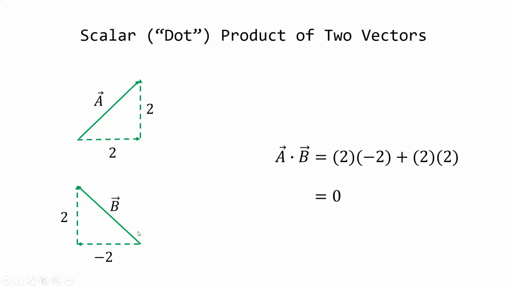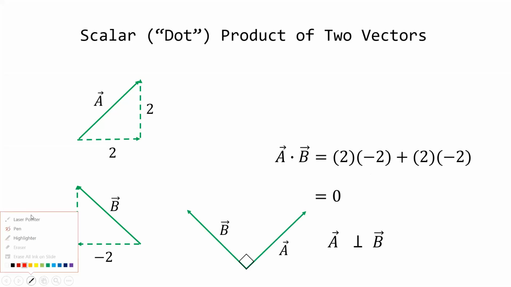Okay, let me try that again. Vector B is 2 to the left and 2 up, so the y component is still positive. And when we dot the two vectors, yes, we find that the dot product is 0. So let me point out the fact that these vectors, if you place them tail to tail, you can see that they are perpendicular because this one goes off at 45, this one also goes off at 45. They're perpendicular and their dot product just happens to be 0.